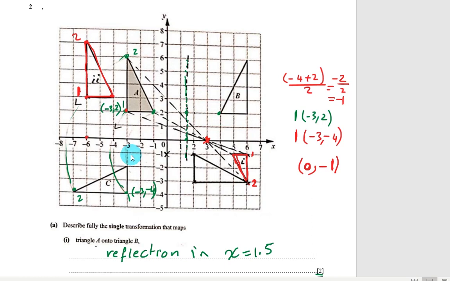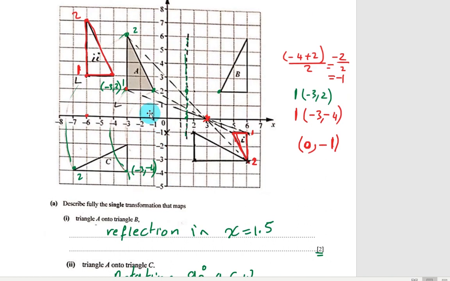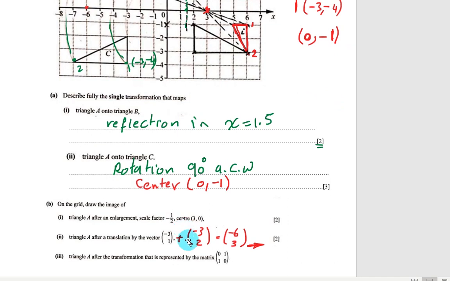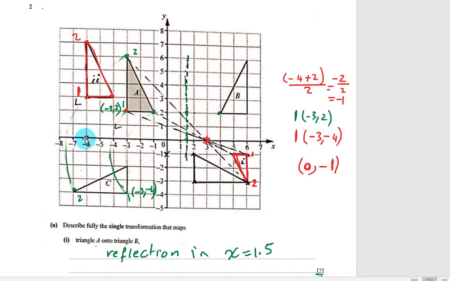So again, if you give me the vector, I start by choosing any point of the shape, find the coordinate of this point, add the coordinate of the point to the vector, and find the new position of this point. Go to the graph, find the position of this point, and count the number of squares to draw your triangle. Okay?